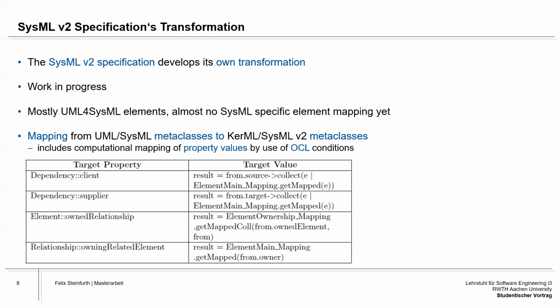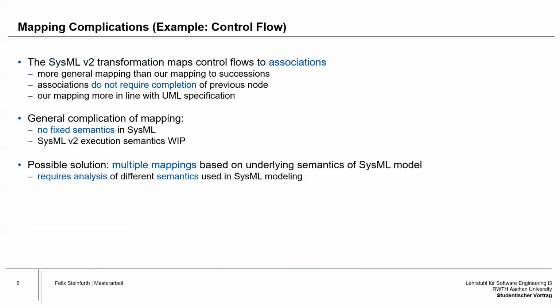This use of OCL conditions for the computational mapping can be seen here in the underlying table, where the client property of a SysML v2 dependency is mapped from the source element of the original SysML dependency. There are some mapping complications, which can be exemplarily shown with the different mappings of control flows between our transformation and the SysML v2 specification's transformation.